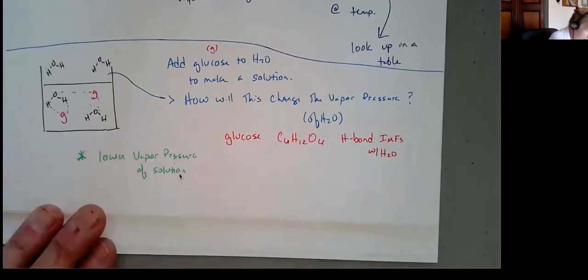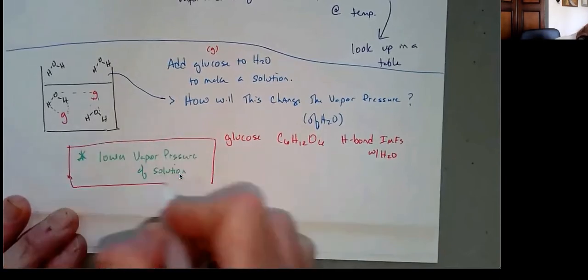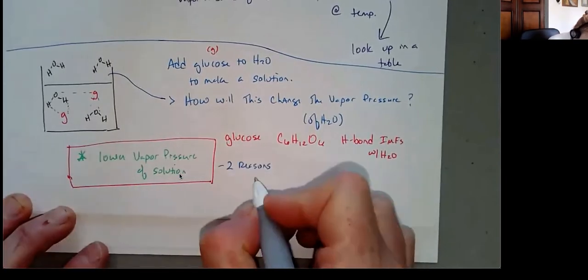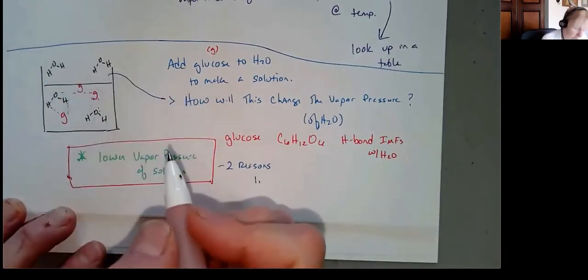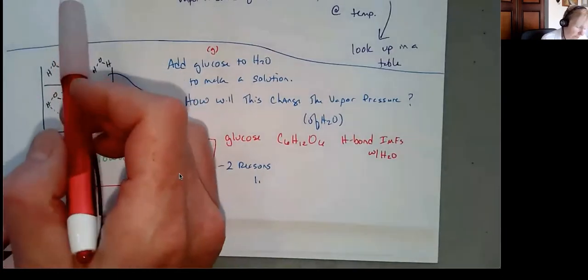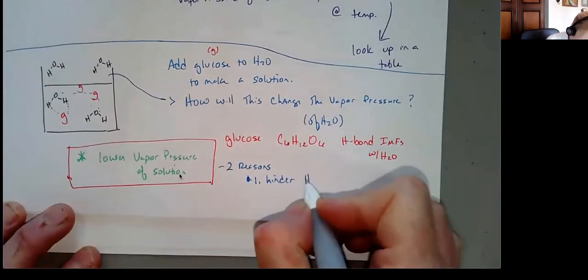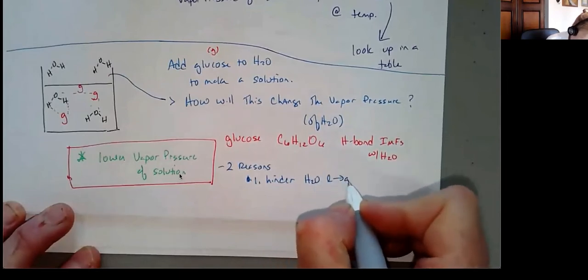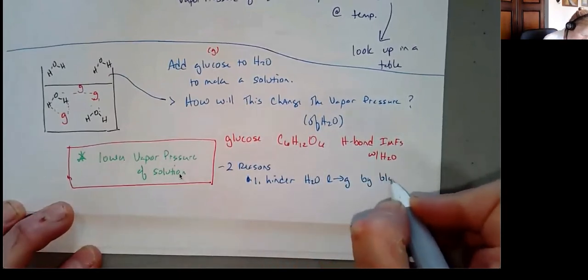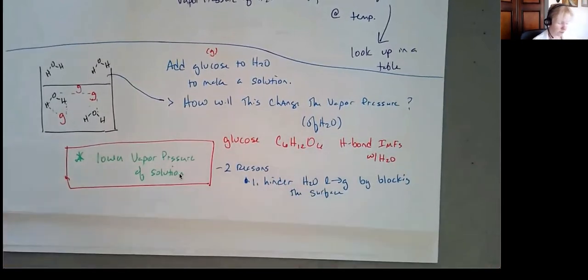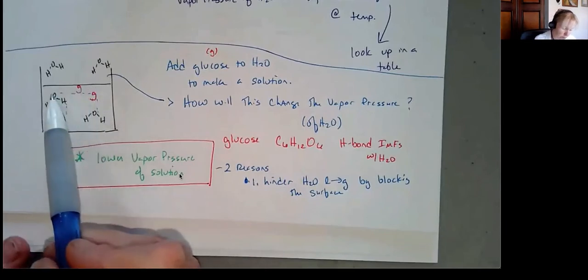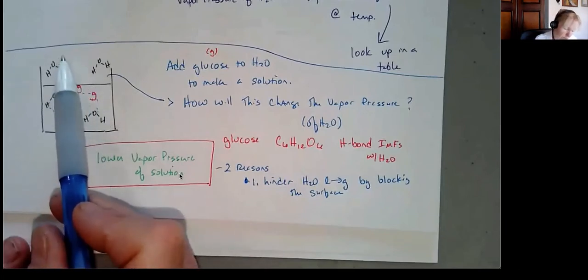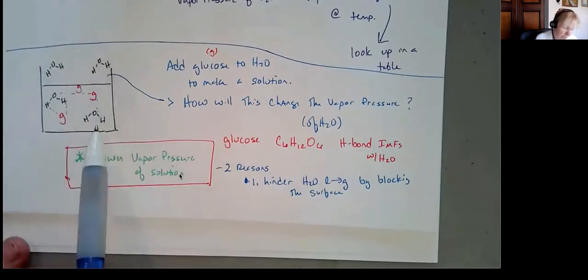This is an important point. It does this because of two reasons. One, I can have glucose molecules at the surface of the water where I would normally just have water molecules. It can hinder H2O liquid to gas by blocking the surface. So I can have these big glucose molecules sitting on the surface right here at the interface, which is where the water molecules need to get to in order to move to the gas phase, because a water molecule that's down here in the bottom of the beaker is not going to move to the gas phase.